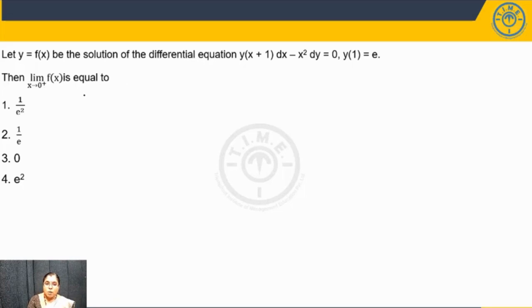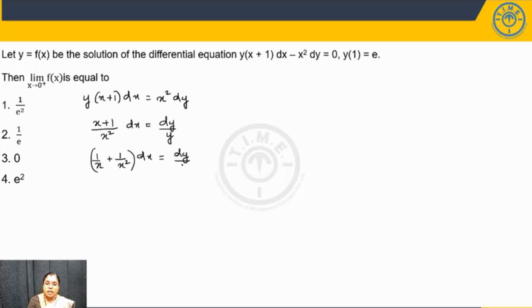So we have y(x + 1) dx equal to x² dy. Looking at this, it's clear that this is a variable separable equation. So let's take all the x terms to the left hand side and all the y terms to the right hand side. So what do we get? (x + 1)/x² dx equal to dy/y. That is (1/x + 1/x²) dx equal to dy/y.